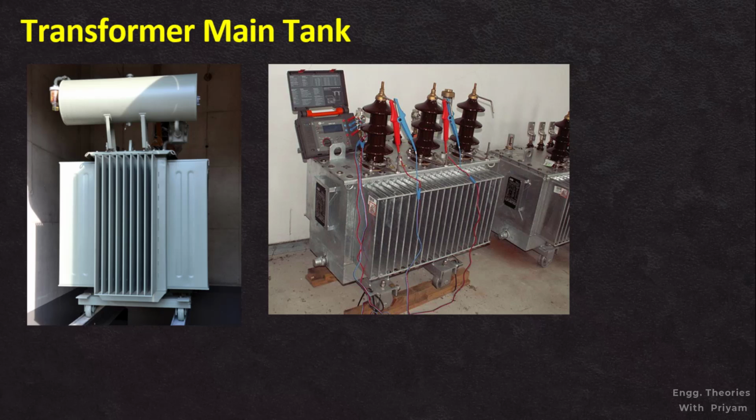In this lecture, we will talk about the transformer oil. The transformer oil, also known as the insulating oil, is a special type of oil that is used in the transformer to provide insulation, cooling, and it is contained in the transformer's main tank.